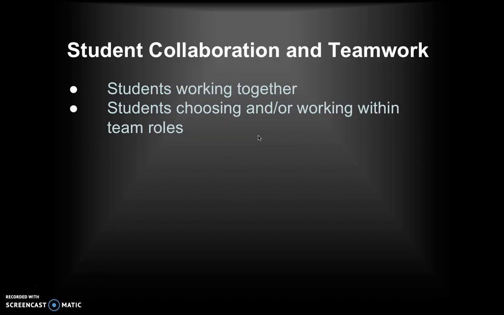Student collaboration and teamwork. This one's probably an obvious one. As you think about project-based learning, there's often student collaboration and teamwork. Students are working together, and they might have roles that they play as they work together, but it's a group experience for them.